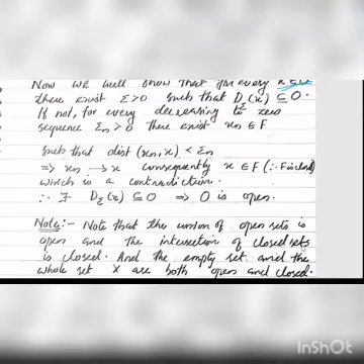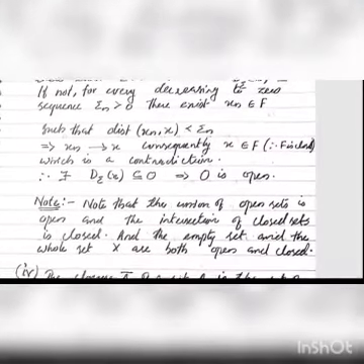Note that the union of open sets is open and the intersection of closed sets is closed. That means we are taking only finite numbers. And the empty set and the whole set X are both open and closed.